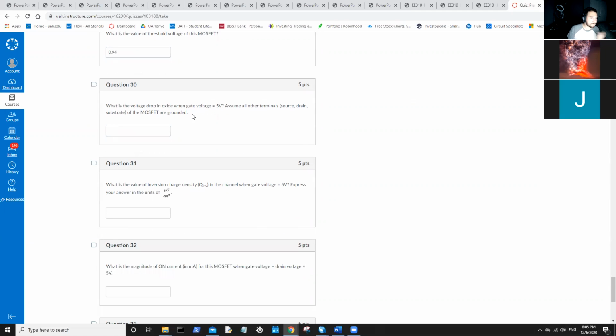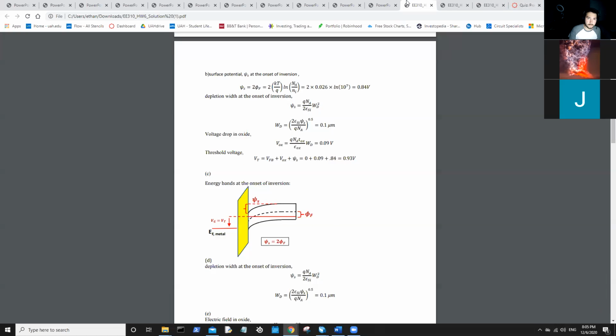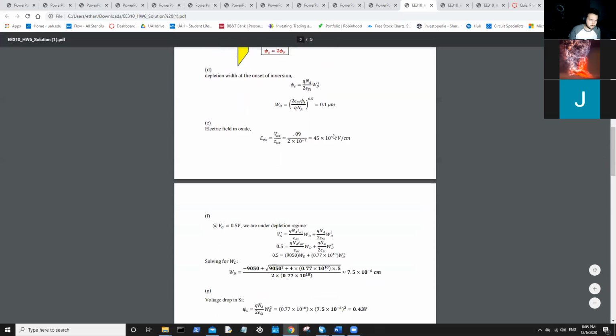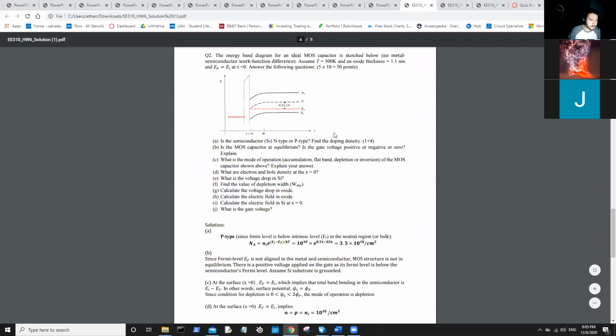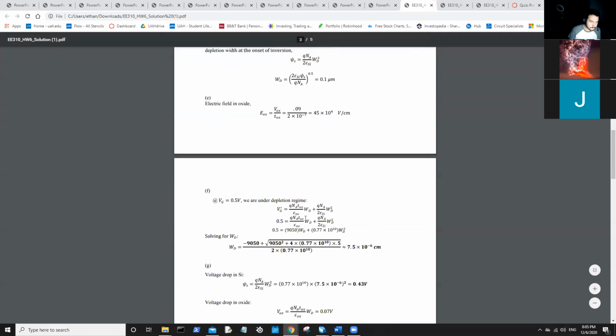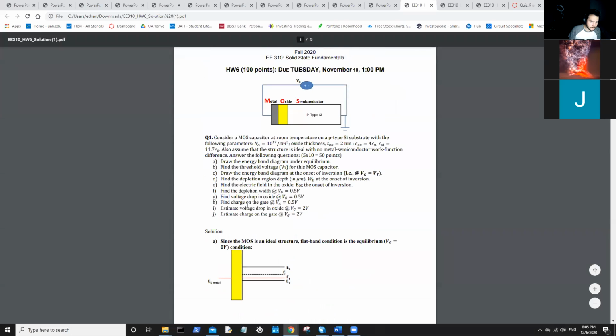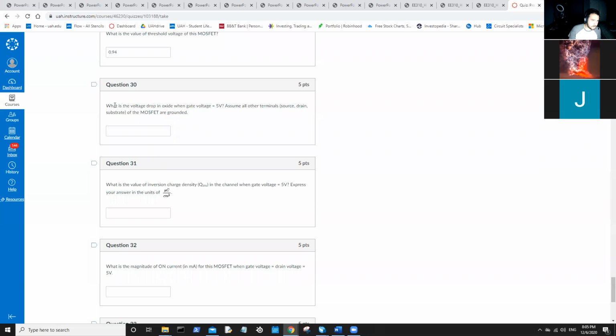What is the voltage drop in the oxide when the gate voltage is equal to 5 volts? Assume all terminals are grounded. All right, let's go back and look at it, because we've done all of these in his formulas before. I'm almost certain of it. What's the question here? Voltage drop in the oxide when the gate voltage is equal to 5.